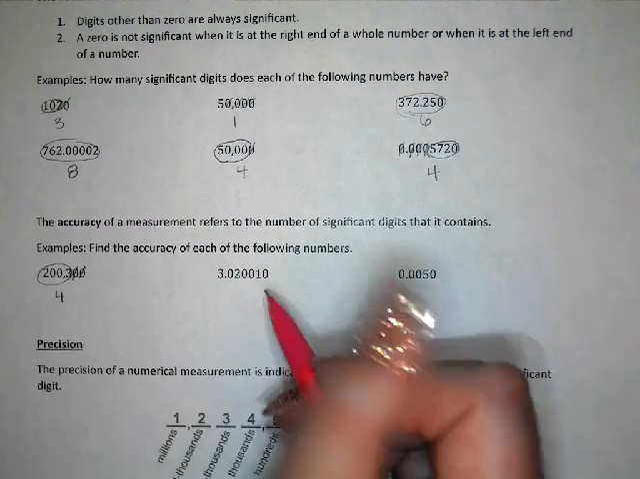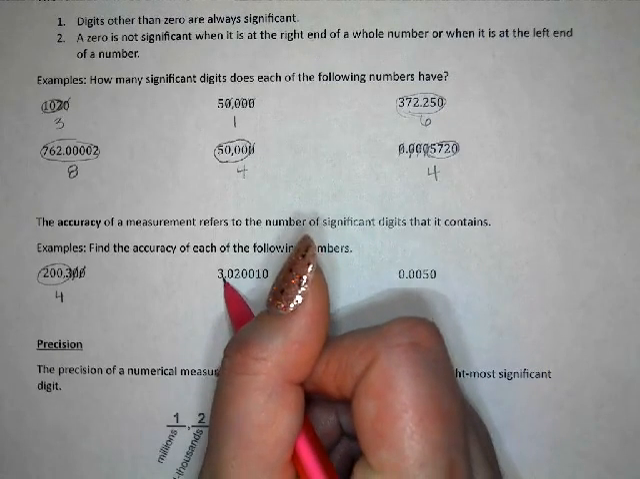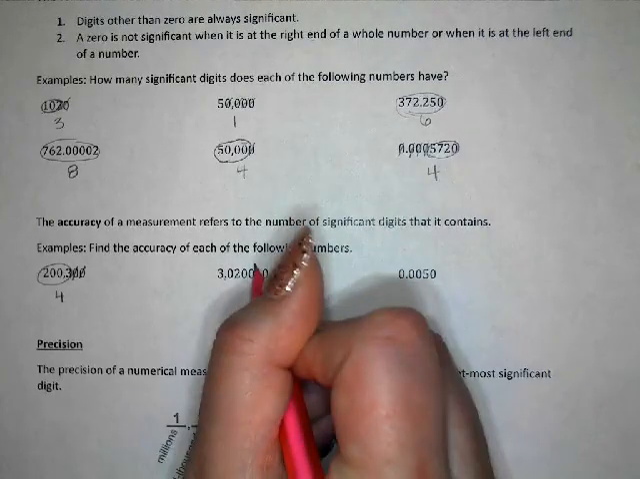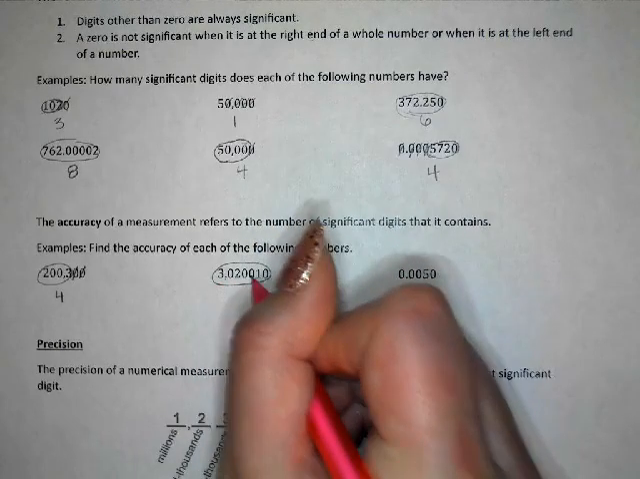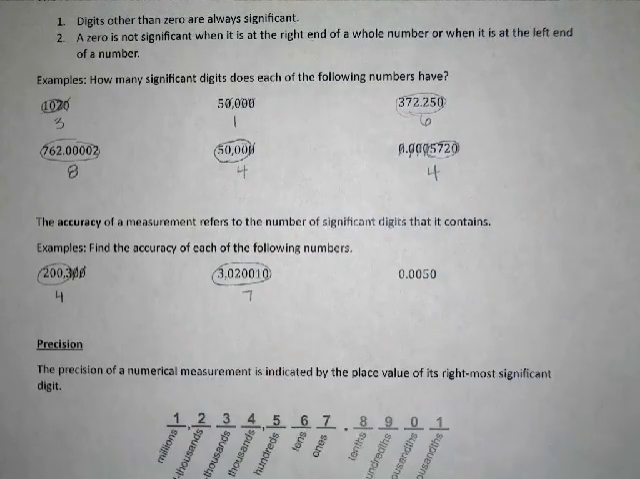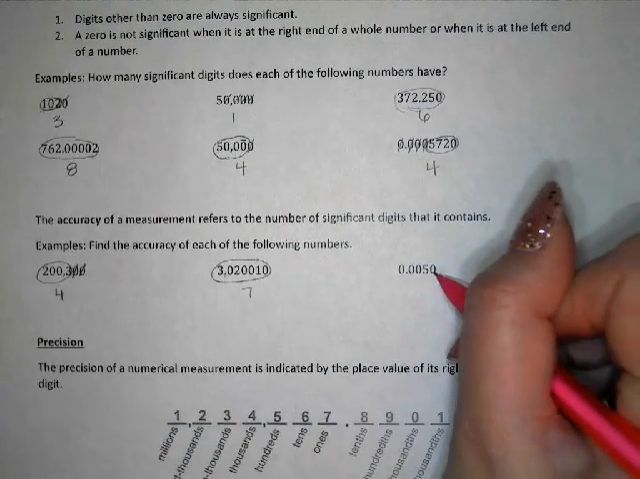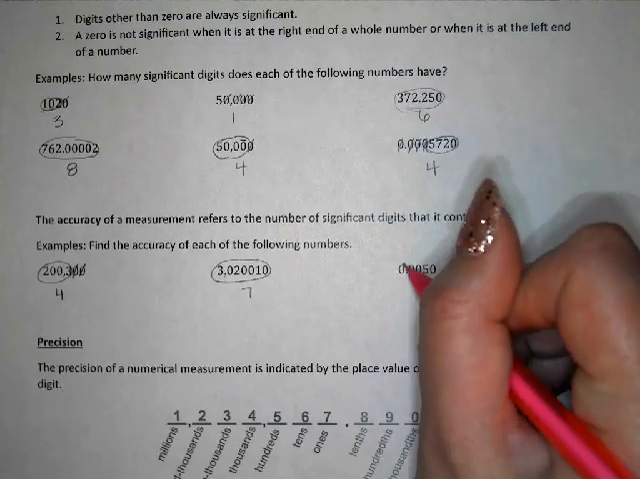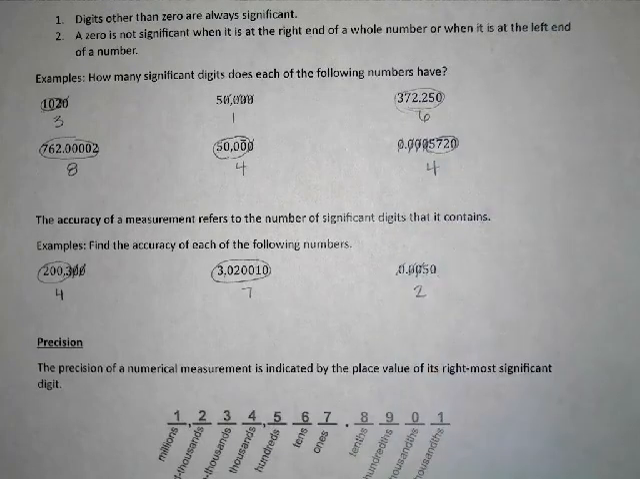This one right here, we've got zeros on the end, we got zeros in the middle. This is a decimal number, and so we're going to include the zeros on the end. We're going to consider those to be significant. So this is 1, 2, 3, 4, 5, 6, 7 significant digits. Here we have a decimal number, so the zero on the end is significant, but the zeros on the front are not. So we've got 2 significant digits.